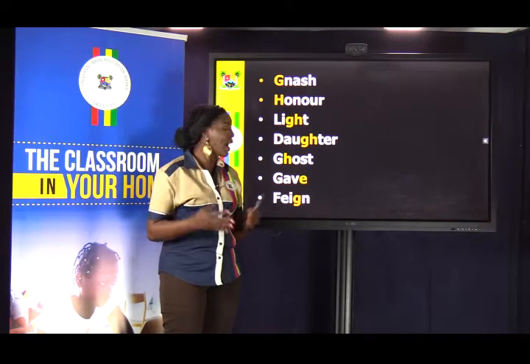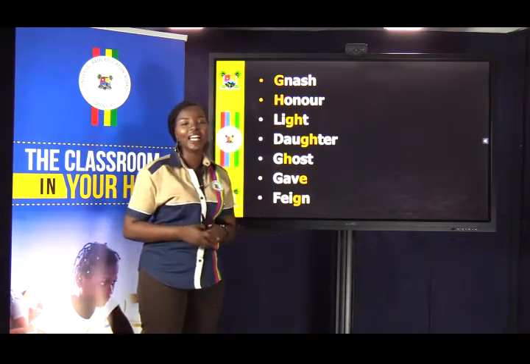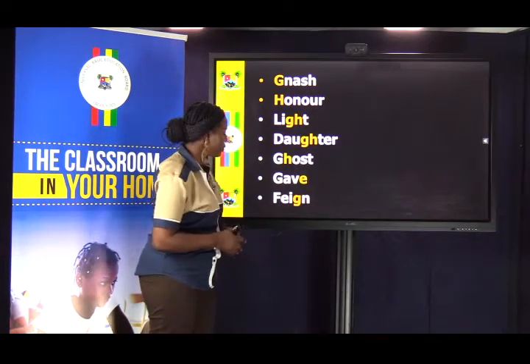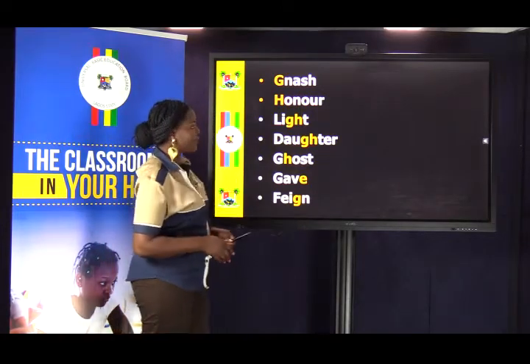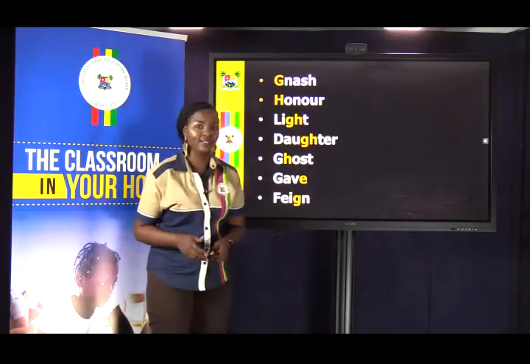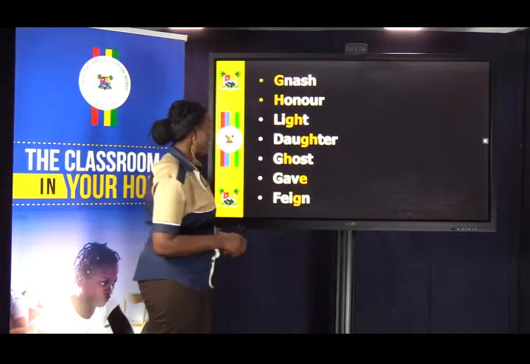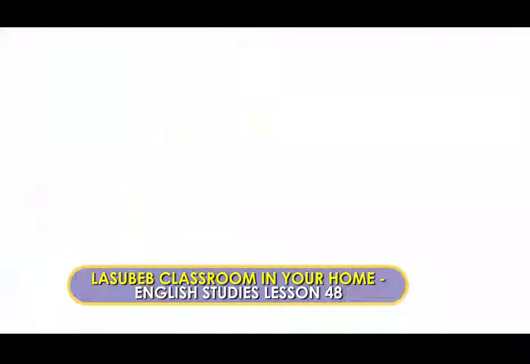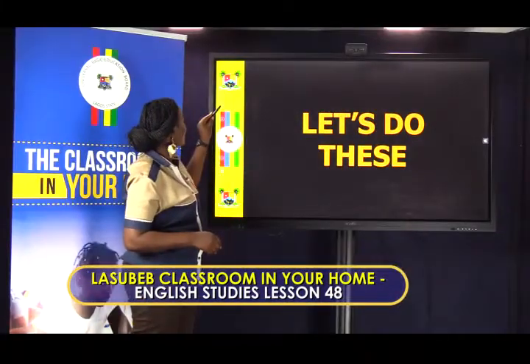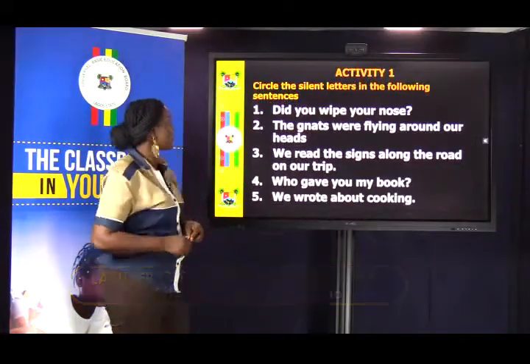And the last one, FEIGN. Of course, that is pronounced as "fane," not "fen-gn." Okay? It's pronounced as "fane." And of course, we have more examples. We will be doing something together. We'll be doing an activity together.